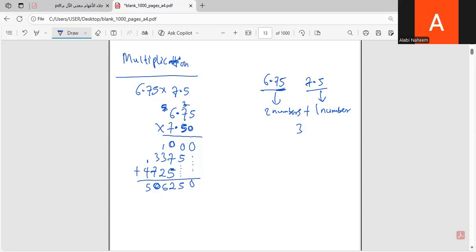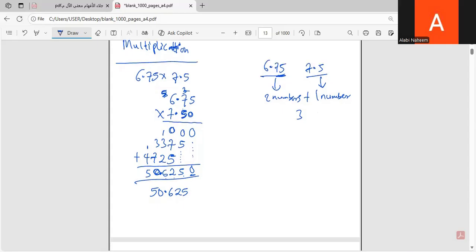We will not take this 0 into consideration. So we start counting from 5: 1, 2, 3. The decimal point should be here. The answer should be 50.625. So that's how we multiply. Let's have another example.